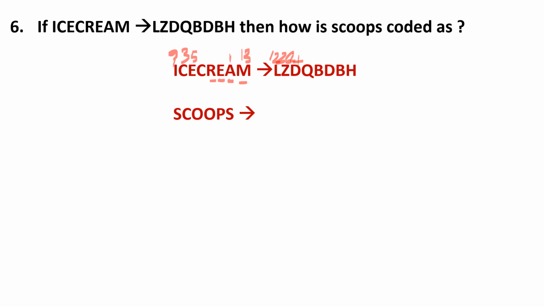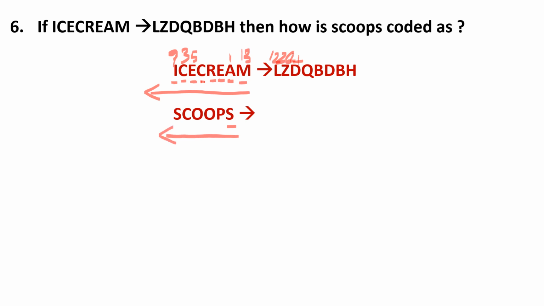R minus 1 is Q. C minus 1 is B. E minus 1 is D. C minus 1 is B. I minus 1 is H. So the code is coming from the right-hand side. Here, from the right-hand side, it is minus 1 every time.